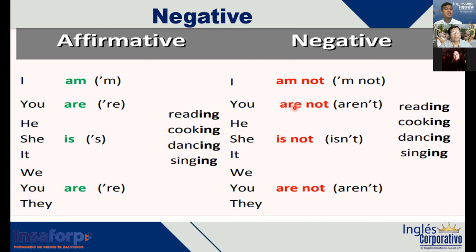So what happens with the negatives? We can also use contractions. We can say I am not reading. You are not or you aren't reading. He is not or he isn't cooking. She is not or she isn't cooking. We are not, we aren't dancing. They are not, they aren't singing. Okay, so let me hear someone of you. Can I have a volunteer?